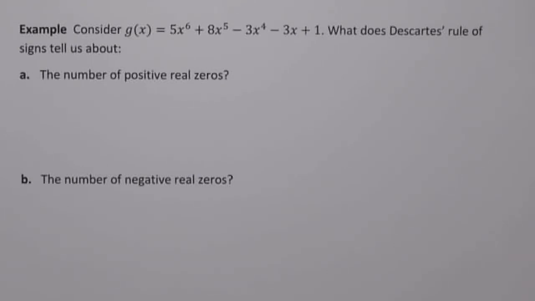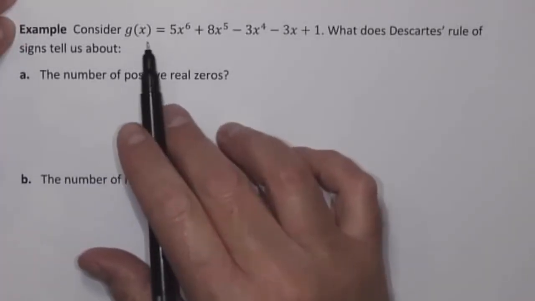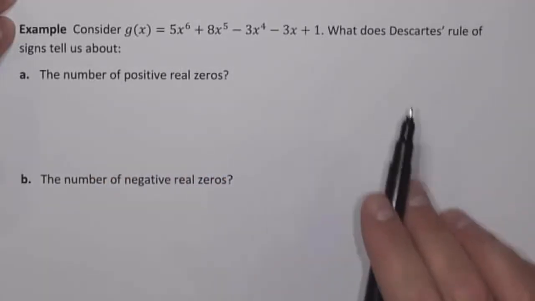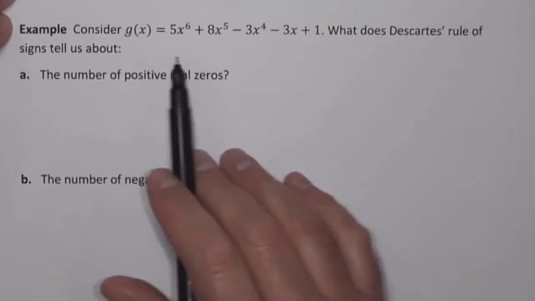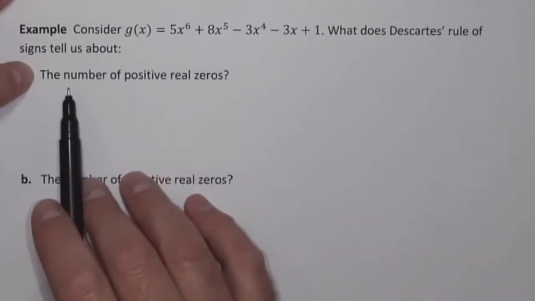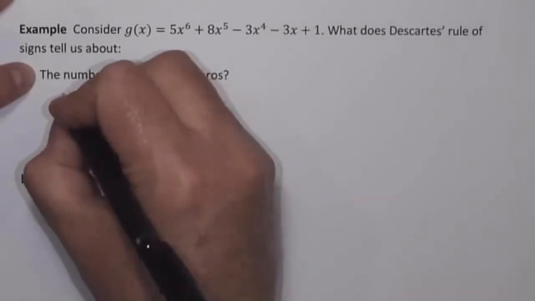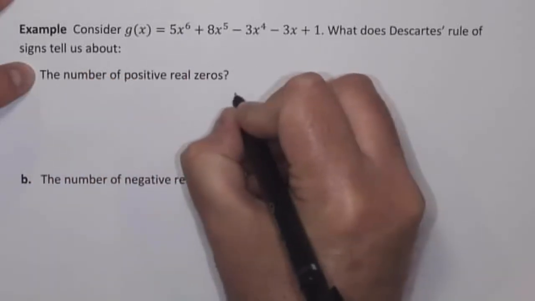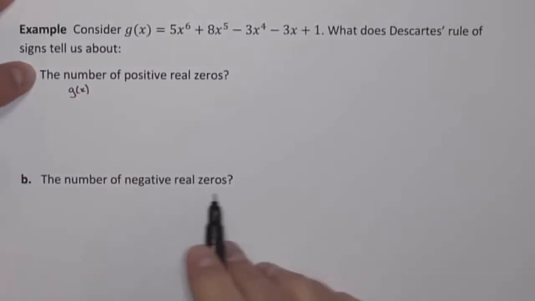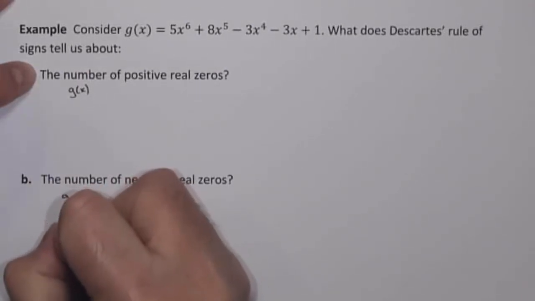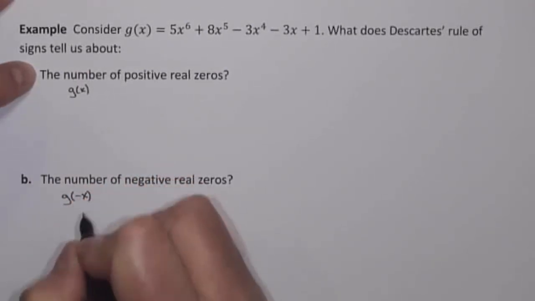So all we're trying to figure out here is to interpret Descartes' rule of signs. Okay? So Descartes' rule of signs says, first of all, look at how many variations of the sign there are for our polynomial function. So to determine the positive real zeros, we literally just look at the variations in signs of g of x. To find the negative real zeros, we look at g of negative x.